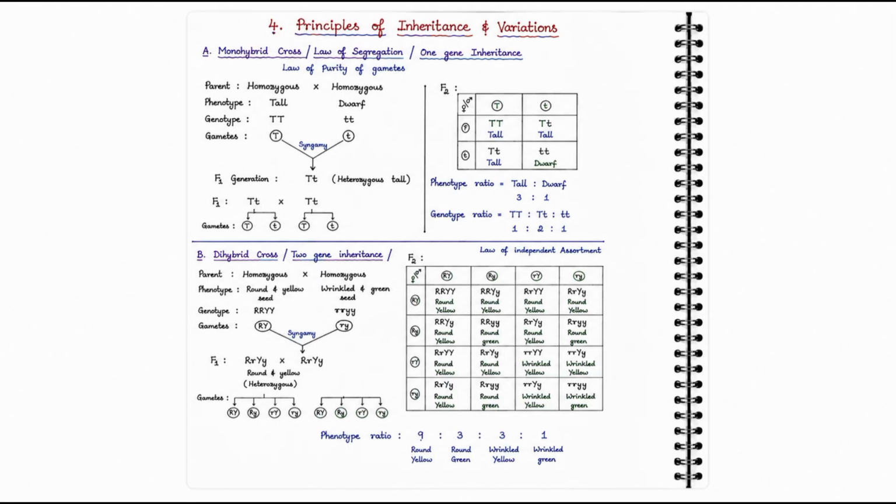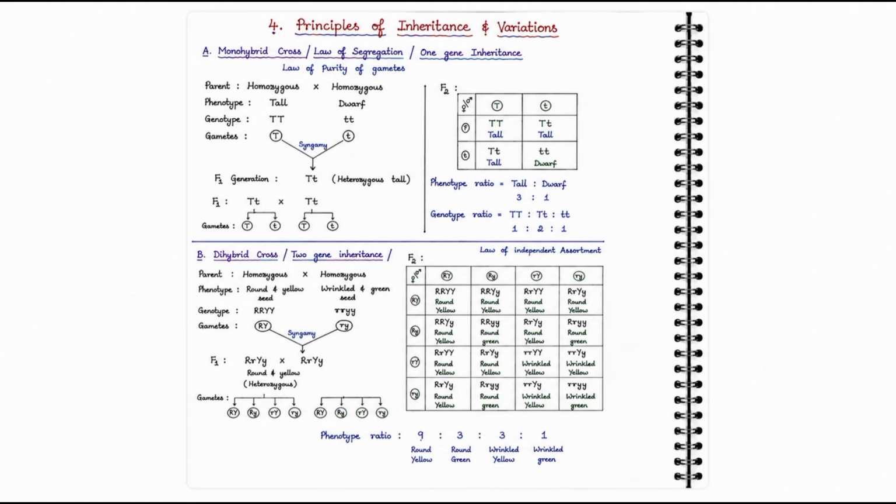Then if not monohybrid cross, they may ask you for 5 marks the dihybrid cross, which is also known as two gene inheritance or also law of independent assortment. Okay, all these three names are same only. This flowchart only you have to draw if they ask you to draw and explain the dihybrid cross.